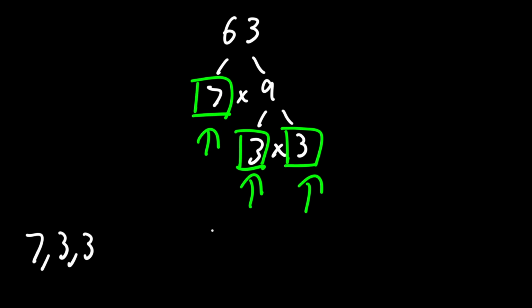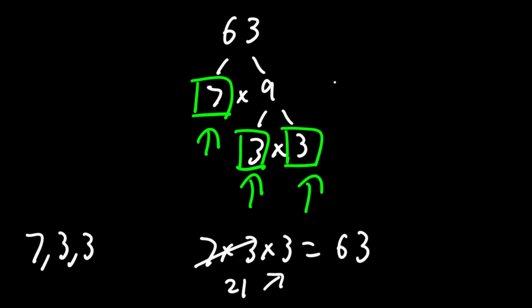Now let's check our work. Let's multiply the factors together. If we did it right, this should equal 63. 7 times 3, that equals 21. 21 times 3, that equals 63. So therefore, we got the right solution.